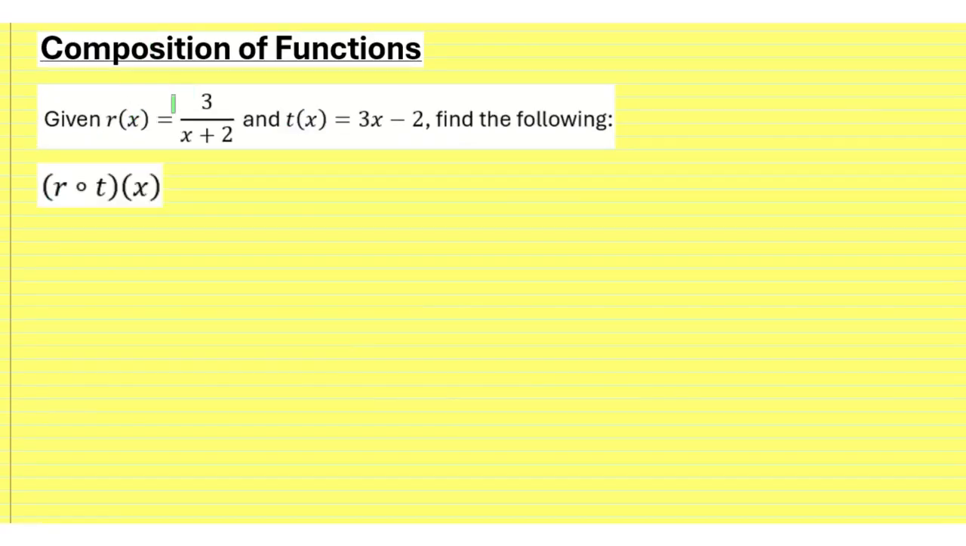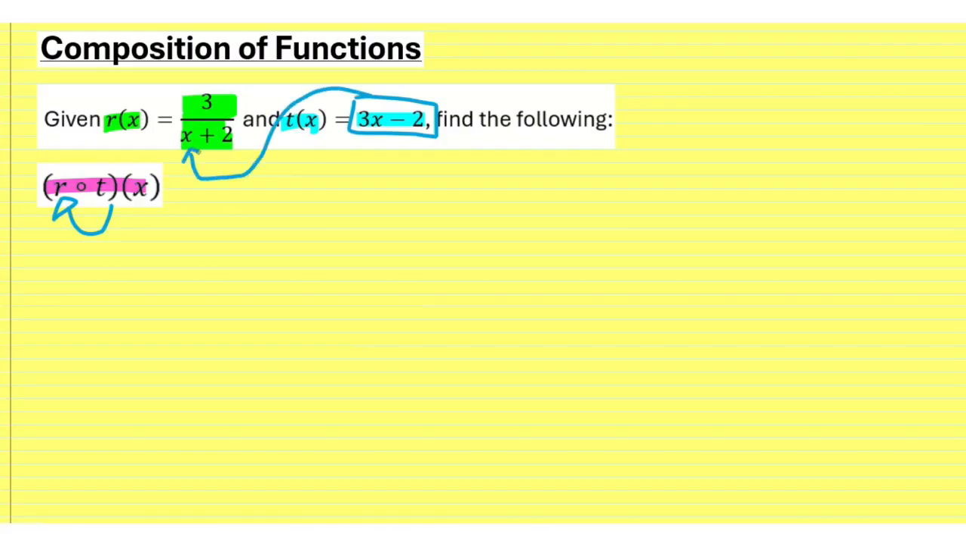Okay, our final problem for this video is R of x is equal to 3 over x plus 2, which is a rational function, and T of x is equal to 3x minus 2, and they want us to do R of T of x, which means they want us to take the T function and put it inside the R function. So I'm going to take the T function and I'm going to put it inside the R function. Okay, so that means I'm going to have 3 all over 3x minus 2 plus 2.